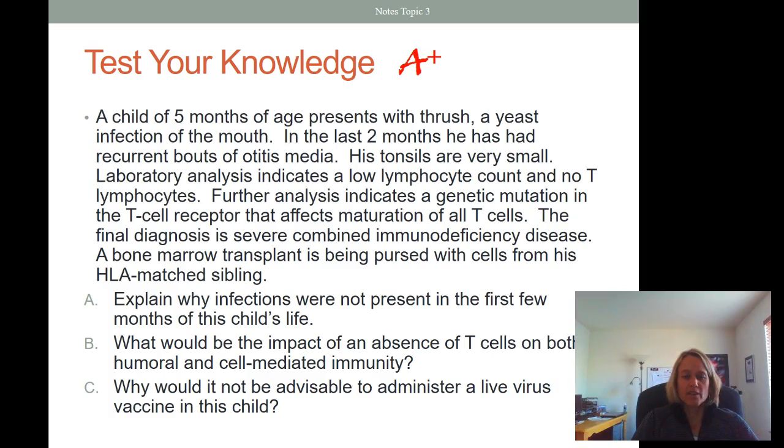Explain why infections were not present in the first few months of the child's life. Explain what would be the impact of an absence of T cells on both humoral and cell-mediated immunity. And explain why it would not be advisable to administer a live vaccine to this child.